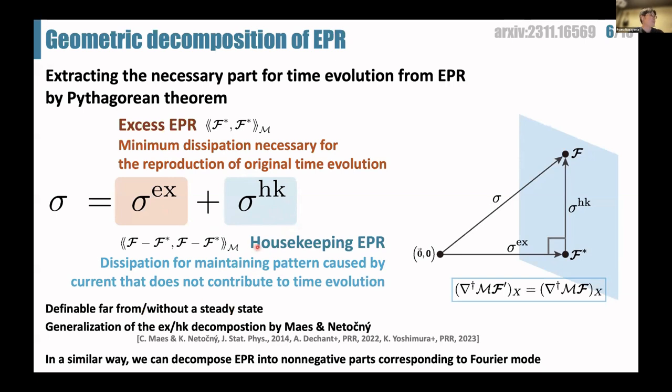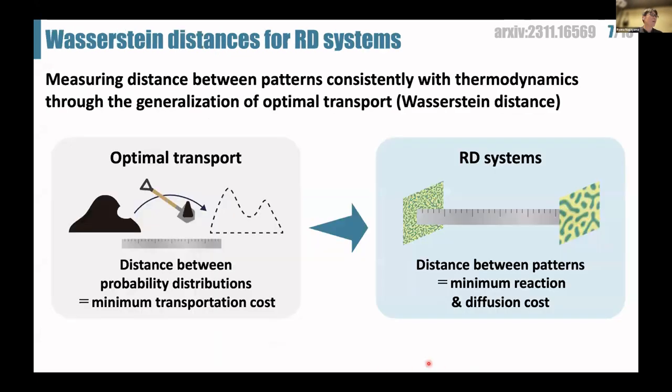And this decomposition is a generalization of the excess housekeeping decomposition originally considered by Maes and Netočný in this paper, and developed in these papers in stochastic thermodynamics and thermodynamics of chemical reaction networks. In our preprint, we also provide a new decomposition of entropy production rate into non-negative contributions corresponding to Fourier modes by using the generalization of the Pythagorean theorem, the Parseval identity. But yeah, I will skip this part.